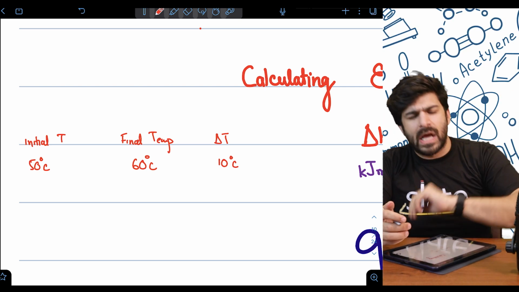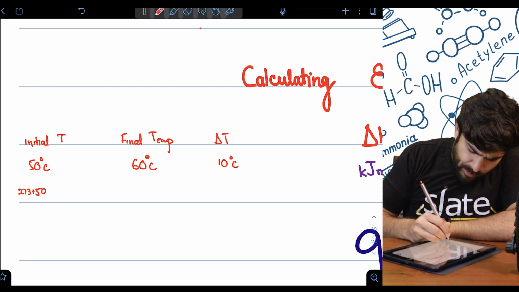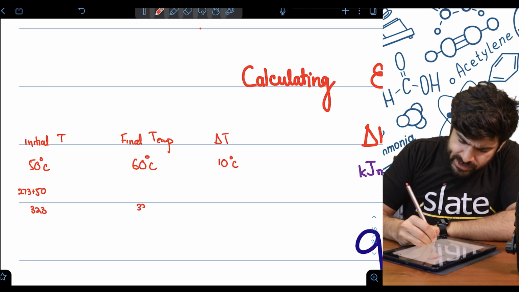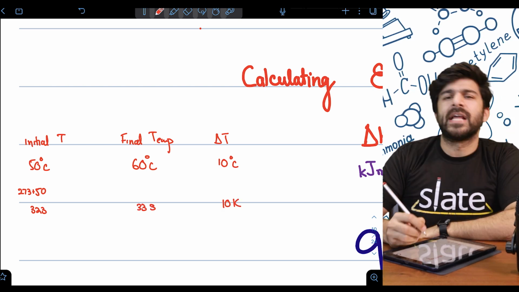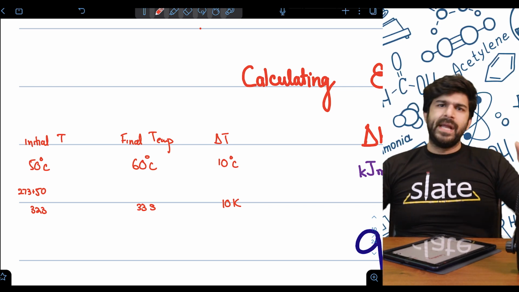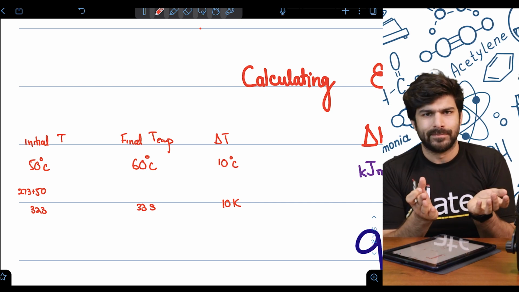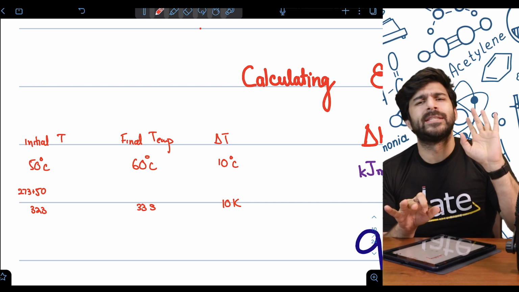If I convert it into Kelvin, 273 plus 50 would be 323, and this will be 333. So even in Kelvin, it is 10 Kelvin. So temperature change is always the same, be it Kelvin or Celsius, because you're adding 273 on both sides. So we can't stick to degrees Celsius.